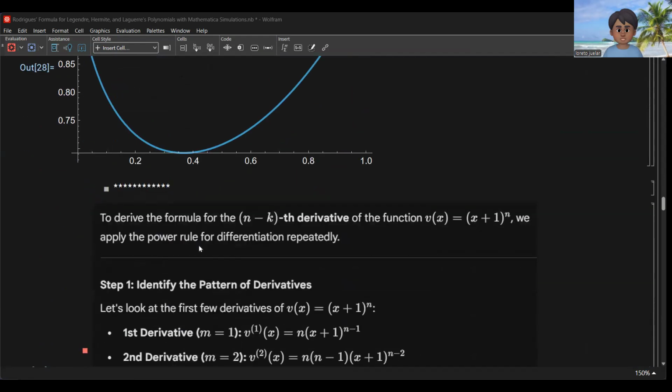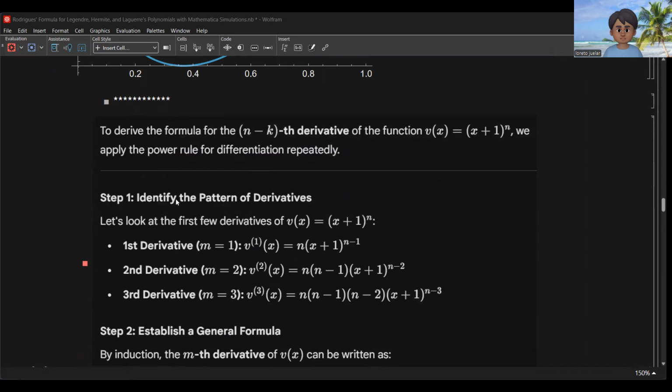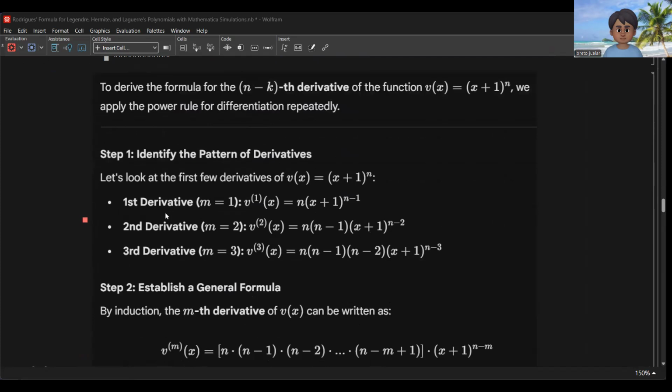So to derive the formula for the n minus k derivative of the function v of x equal to x plus 1 raised to the n, we apply the power rule for differentiation repeatedly. So step 1, we have to first identify the patterns of derivatives. First look at the few derivatives of v of x equal to x plus 1 raised to the n. So the first derivative is n times x plus 1 raised to the n minus 1.